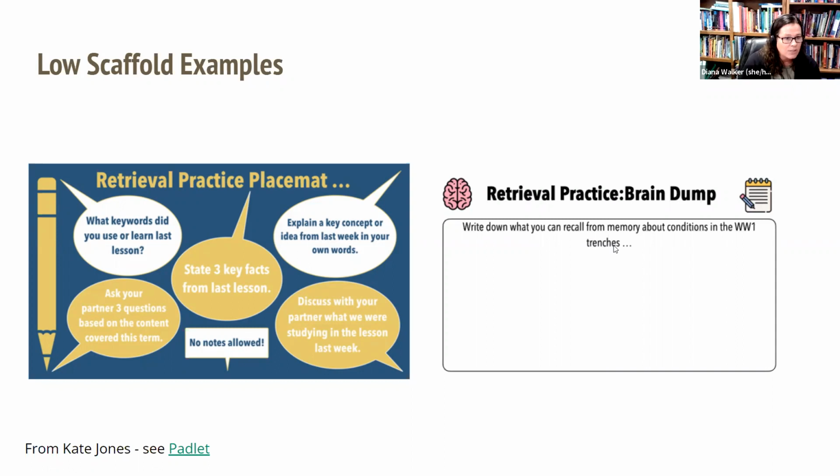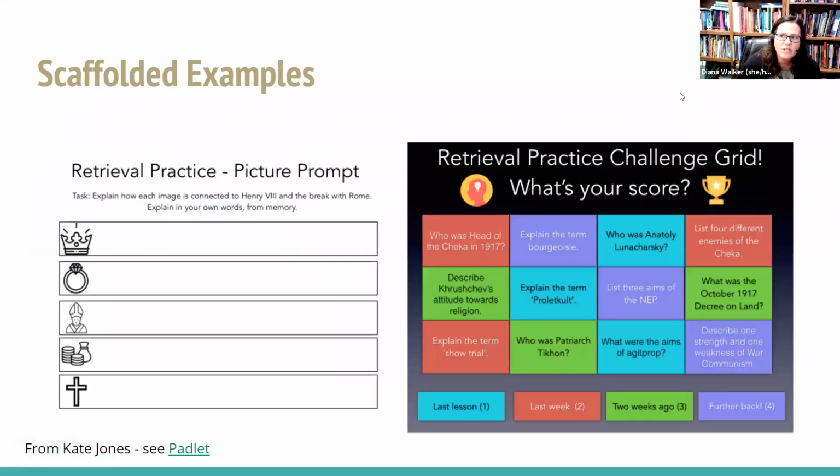The younger your students, the more scaffolding. The older your students, the less scaffolding. Where you are in your unit too, as the unit goes on, you want to provide less and less scaffolding for them. Here are two examples of scaffolded retrieval tasks. The first one is a picture prompt. The pictures go with your content and they're designed to elicit that connection in the mind around your content.